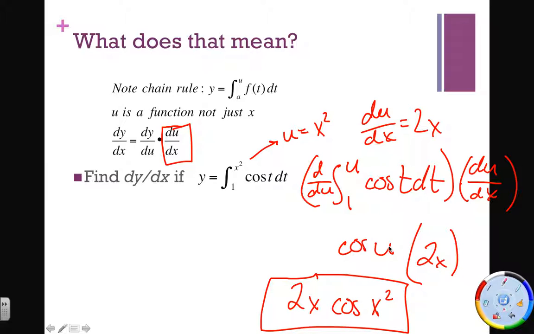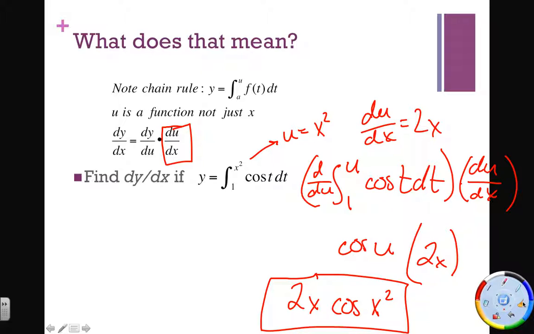So pay attention to what we did here. I let x squared be some new function u. I followed the same rules as before. I just said it's the integral from 1 to u of cosine t dt. But using the chain rule, if I want to find the derivative of a composite function, the chain rule says I've got to find the derivative of the integral times the derivative of the inside function, or of the x squared. So I get, very simple, the derivative of x squared is 2x. The derivative of this integral is cosine of u. And then I just substitute in my u for x squared.